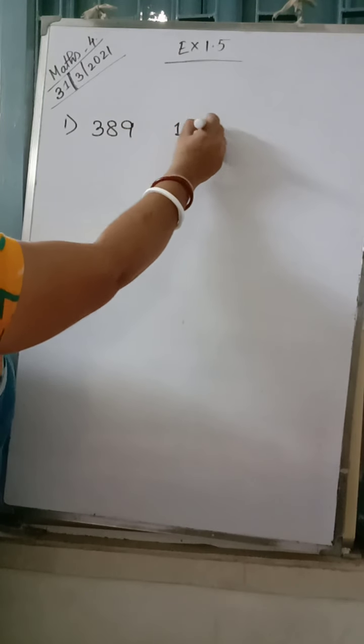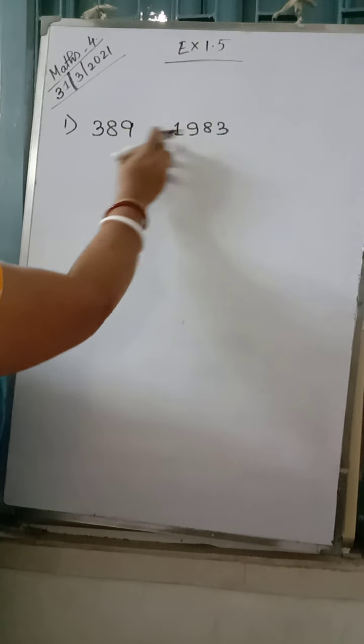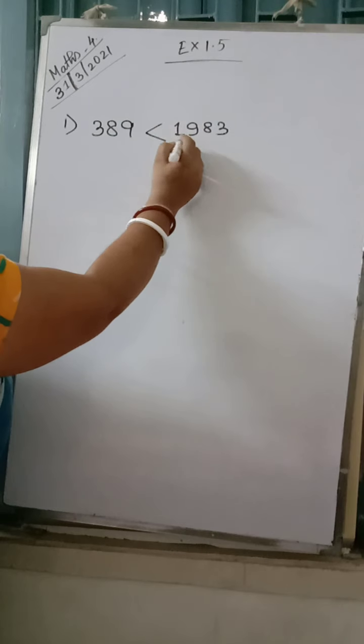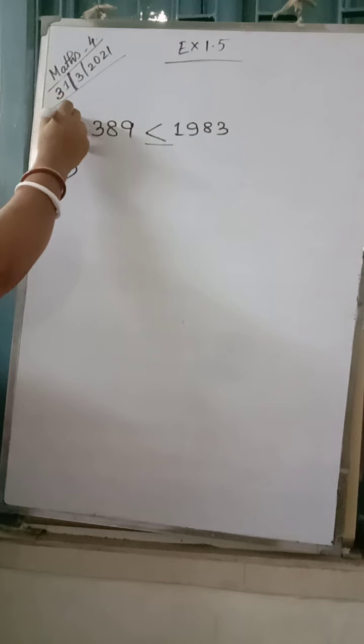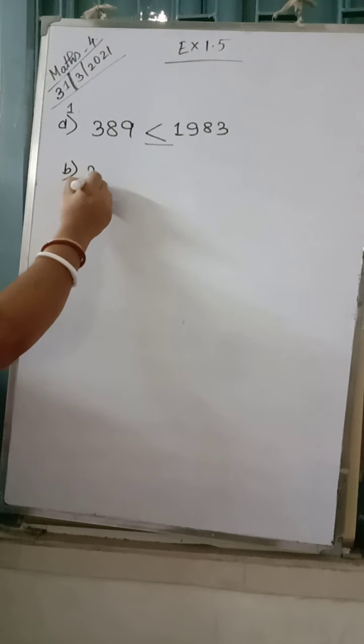They have given you 389 and 1983. So you have 4 digits and 3 digits. Surely the 4 digit number will be greater than the 3 digit number. Number B.